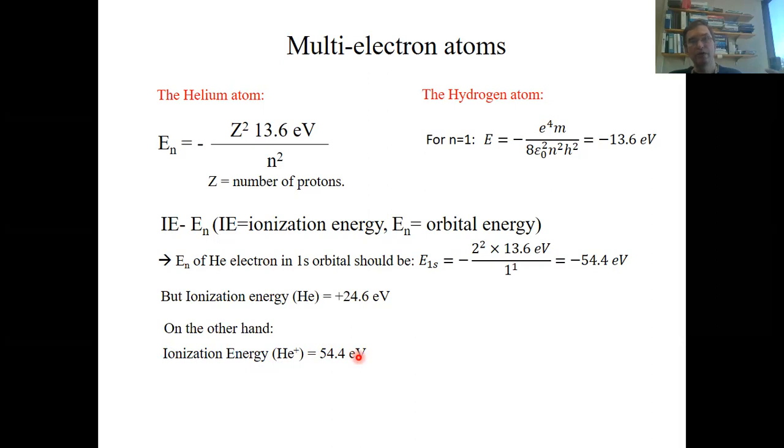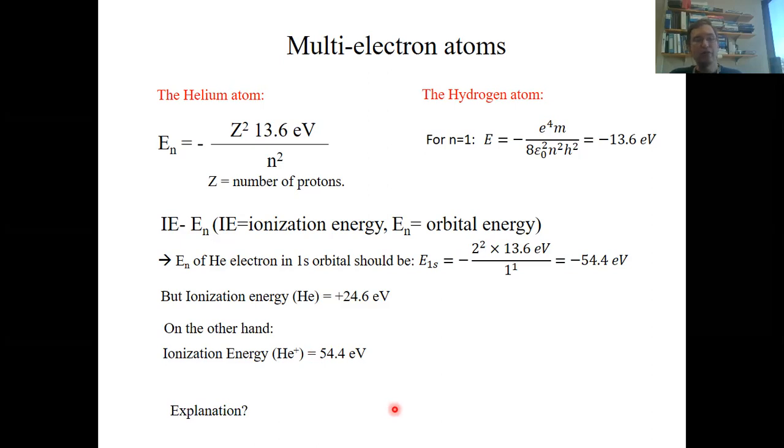So why is the ionization energy for the first electron lower than the ionization energy for the other electron? The answer is that what the Schrödinger model does not take into account is electron-electron interactions, because it can only be solved for a one-electron system. For any multi-electron system, it becomes mathematically too complicated.